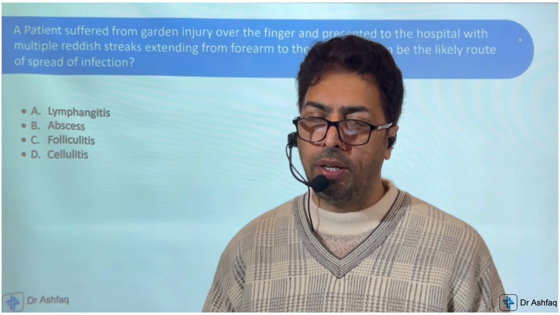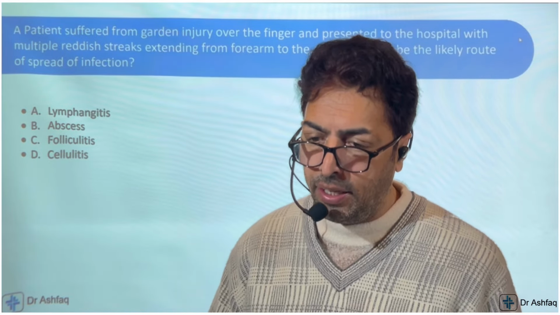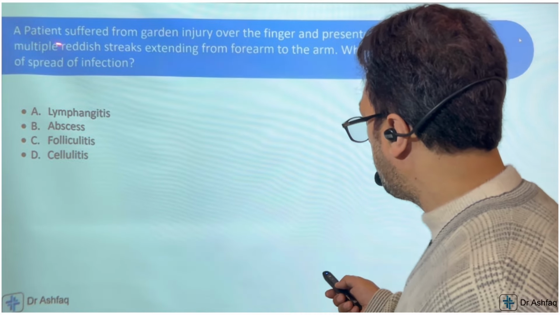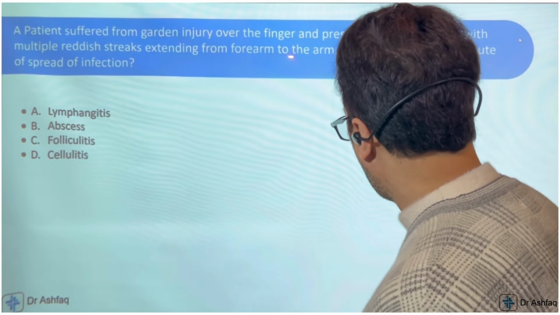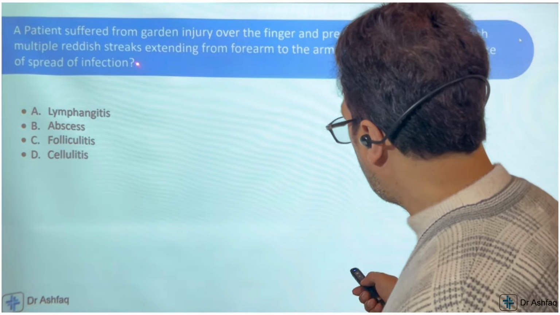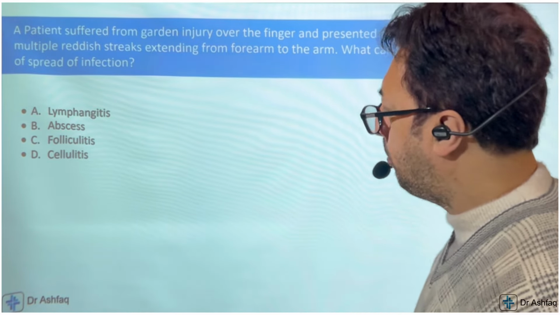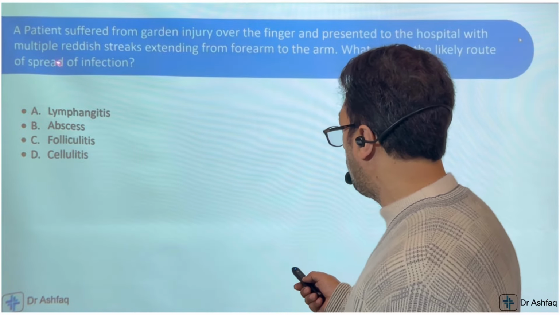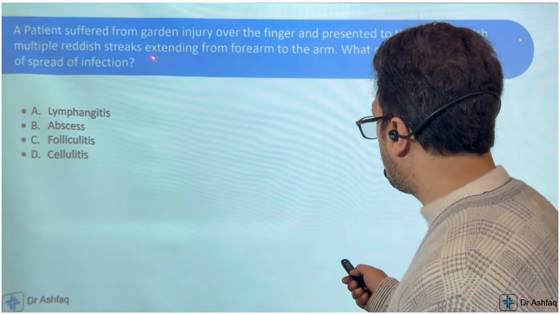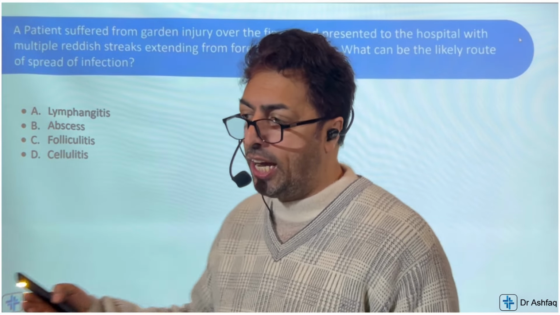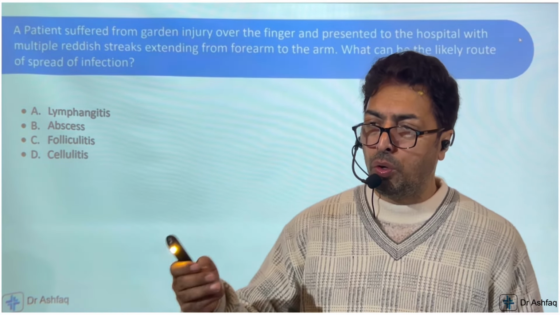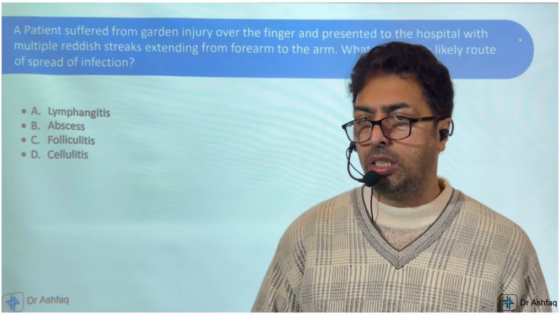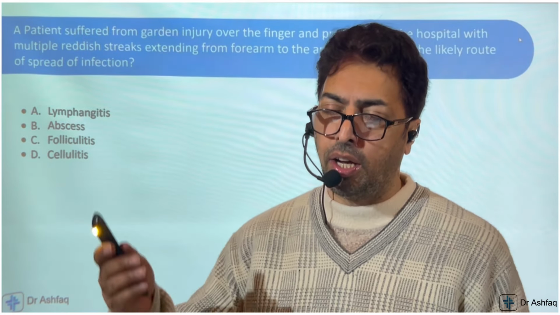So this is a gardener who has got an injury while doing gardening, and then after some time he has produced classic multiple reddish streaks extending from the forearm to the arm. So this is something which is extending. Abscesses can be localized, folliculitis can be localized, cellulitis can spread, but it will not produce multiple reddish streaks extending from the forearm; that means there is a channel. So even without knowing the answer as such, you can just remember that there are lymphatics which stretch across the limbs.